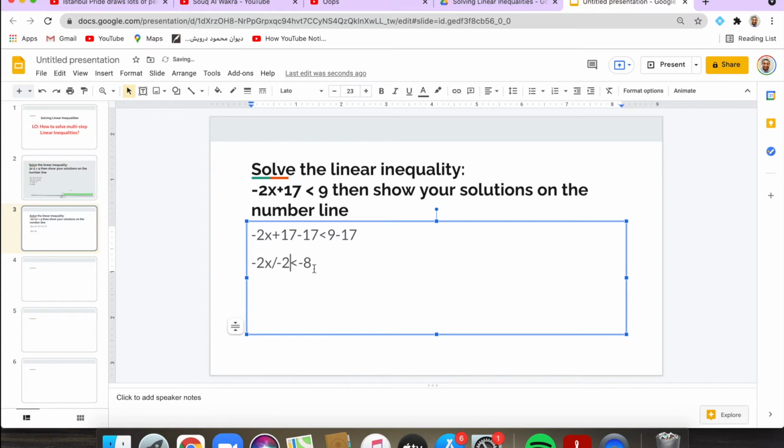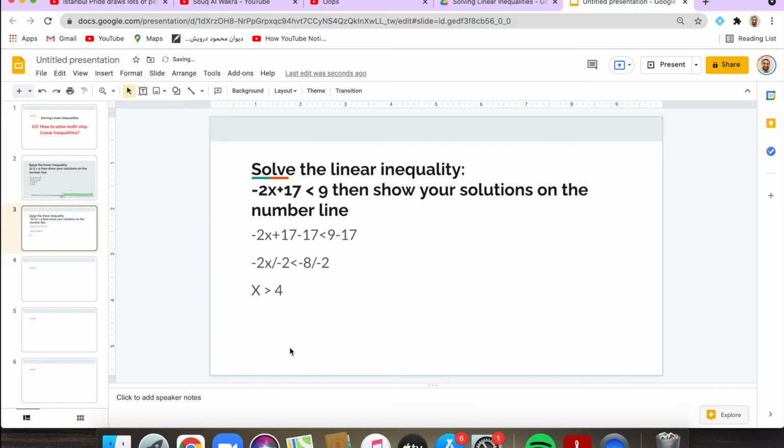Remember, when I divide both sides by negative 2, what should I do? Flip the direction. So it will be negative 2 divided by negative 2, 1. So x will be alone. The question was less than, so I will change it to greater than. Negative 8 divided by negative 2 is 4. So x is greater than 4.